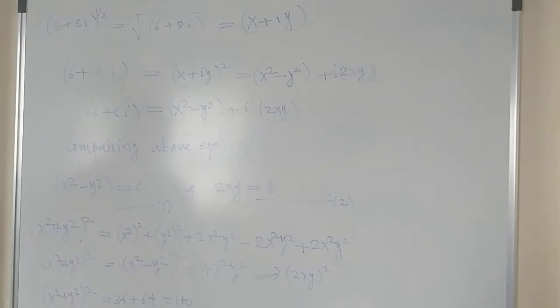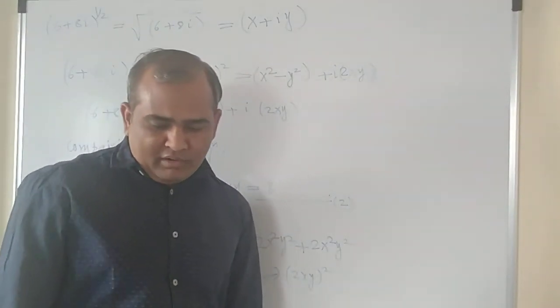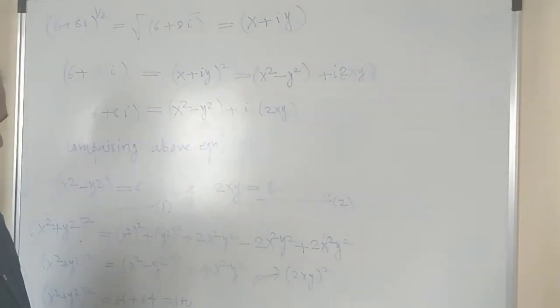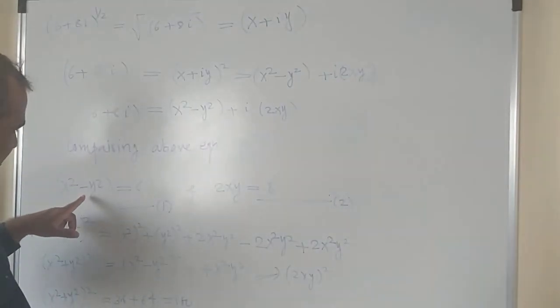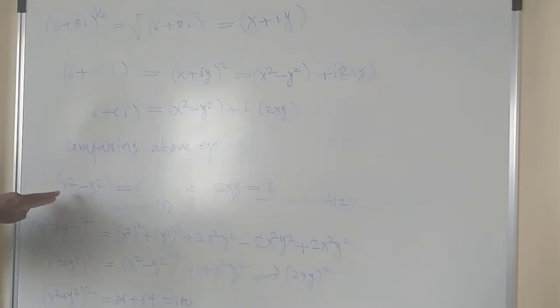What we want? We want to calculate the values of x and y, right? And to calculate the values of x and y, what we should do? We should add and subtract equation number 1 and 3, so that we will get the values of x and y. So if we add equation number 1 and 3, what we will get? We will get x square minus y square plus x square plus y square, right? So y square will get eliminated and you will get 2x square is equal to 10 plus 6 is 16.